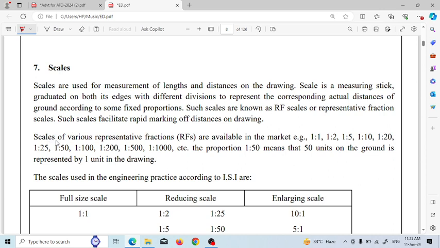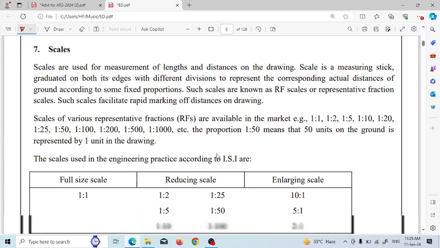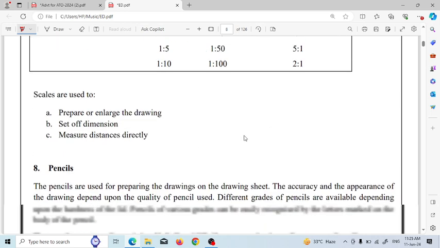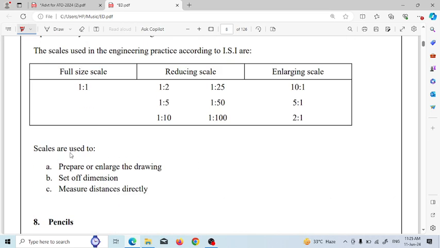Scales of various representative fractions are available in the market, which are 1:1, 1:2, 1:5, 1:10, 1:20, like that. The representative fraction means we have to reduce or enlarge the image according to that ratio. So the full size scale is 1:1, reducing size is 1:2, 1:5, and enlarging means 10:1. That means scales are used to prepare or analyze the drawing, set dimensions and measure distance directly.